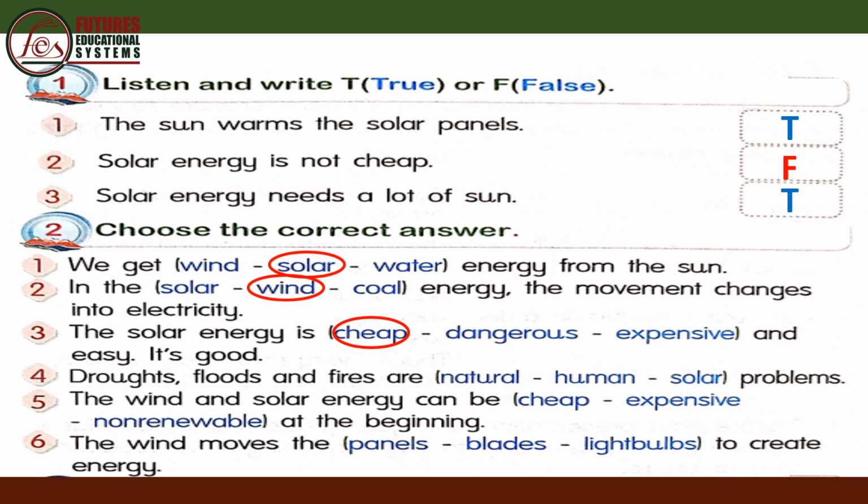Thank you. Number four, droughts, floods, and fires are problems. Natural, human, solar. Excellent, my dears. Natural problems. Number five, the wind and solar energy can be at the beginning. Right. The wind and the solar energy can be expensive at the beginning. Number six. The wind moves the to create energy. Perfect answer. The wind moves the blades to create energy.